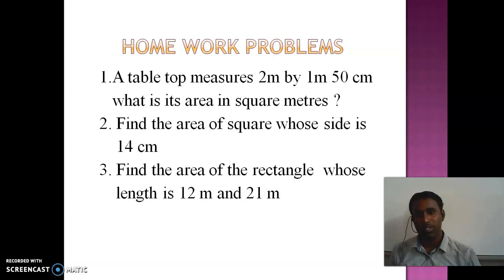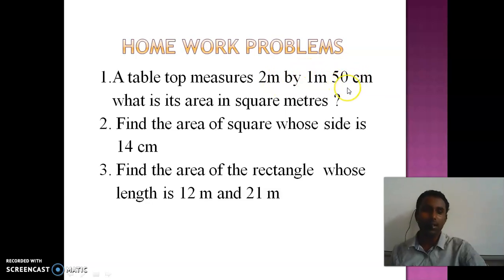Already, if you know, it is not a problem. Anyway, 1 meter equals 100 centimeters. So 2 meters represents 200 centimeters. So we have to convert meters into centimeters or centimeters into meters.